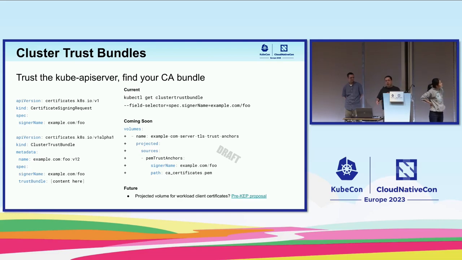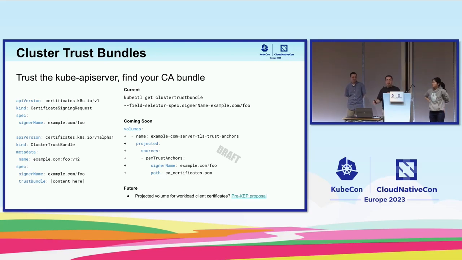if you have a certificate signing request and a particular signer that is signing it, trusting the kube-apiserver, you can now look up the CA bundle to verify it. You can do that manually currently, but coming soon, we will have a way to have a projected volume. That PR is open and has some more reviews outstanding. But when that merges, you'll be able to have it injected into your pod, and it will let you set up essentially your own schemes.